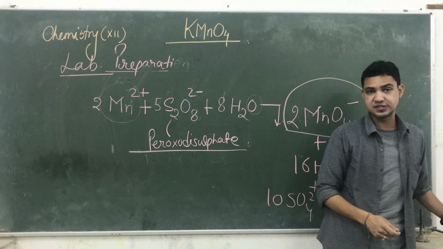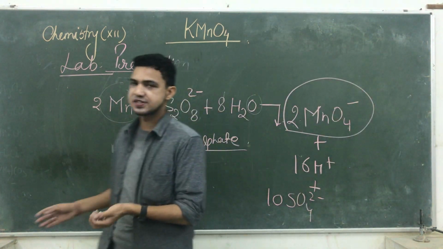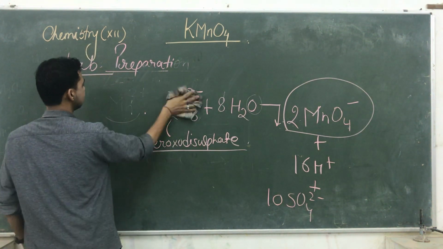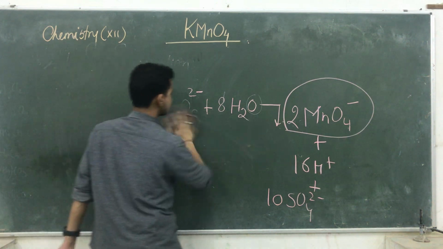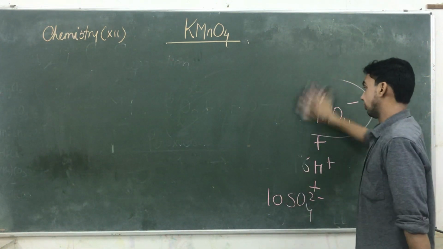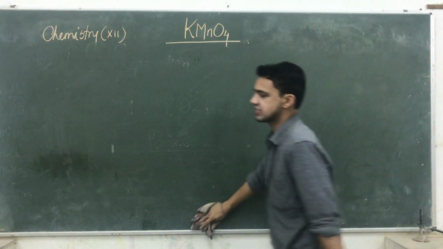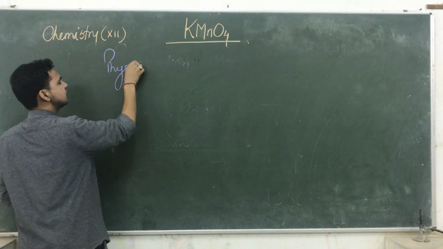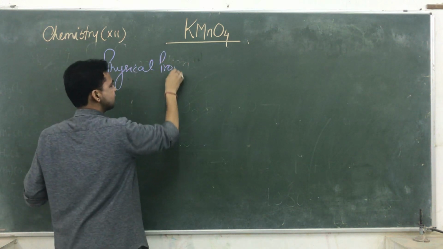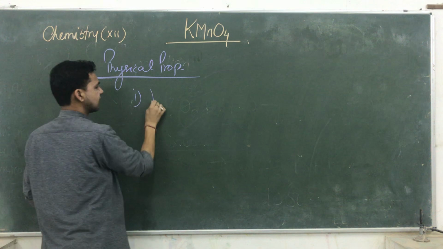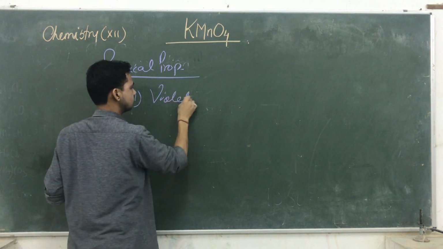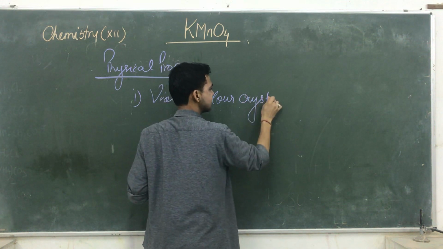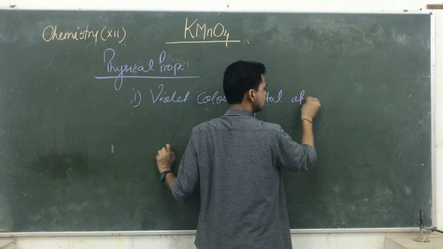The next one is the physical properties. So next, let's talk about its physical properties. Generally, 2 reactions are enough for this one. Then we are talking about its physical properties. So when we perform practicals and take out KMnO4, its physical properties: first of all, it is a volatile crystal, a crystal in solid form.